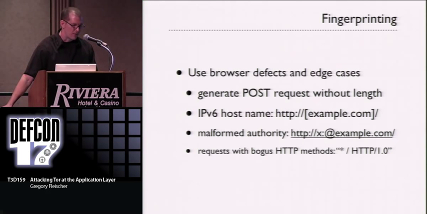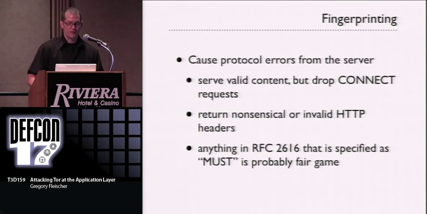So how do we go about generating some of this information? We can use browser defects and edge cases to get to this, like generating a POST request without a length, using an IPv6 host name. We can use malformed authorities, bogus HTTP methods. And the most successful one so far I've discerned is the IPv6 host name. Both Privoxy and Polipo and other proxies fail miserably when attempting to parse that.